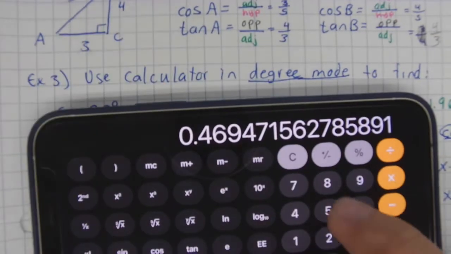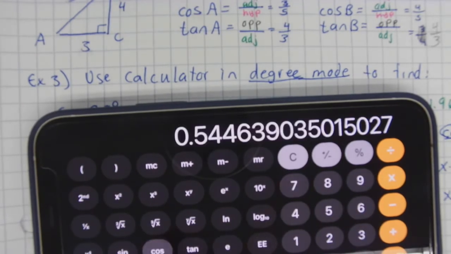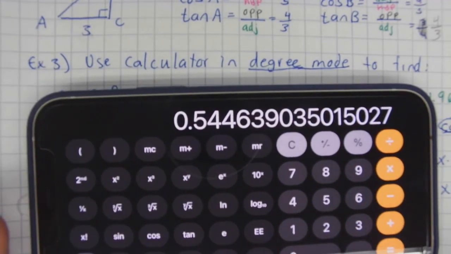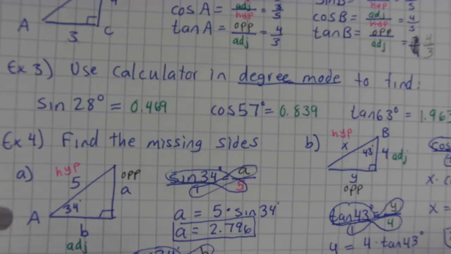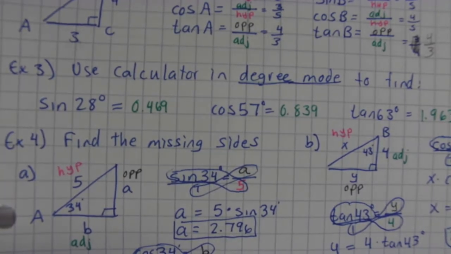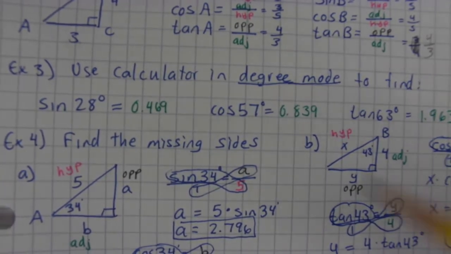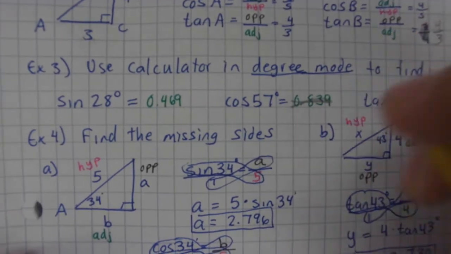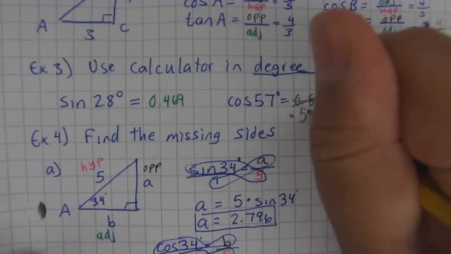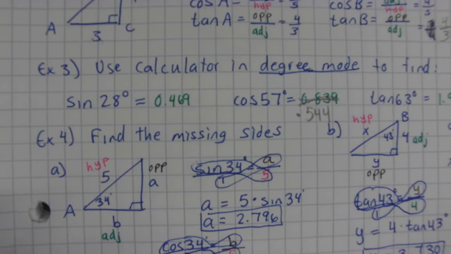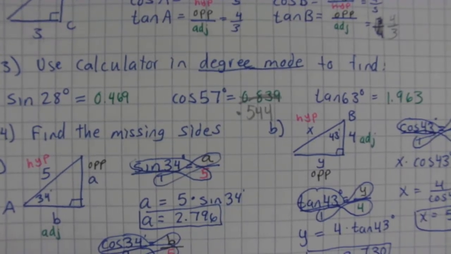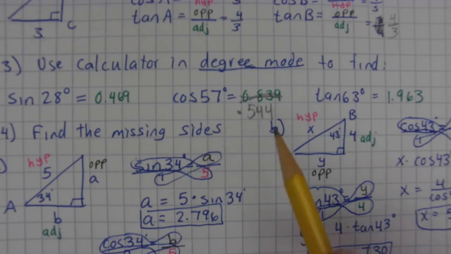Okay? Do the same thing with cosine of 57. So again, you start with 57, and then you press cosine. Cosine is next to the sine. You get 0.544. Let me make sure I type that right. Yeah, that's incorrect. It should be 0.544. And then the tangent of 63, let me make sure that's correct. It's 1.963.